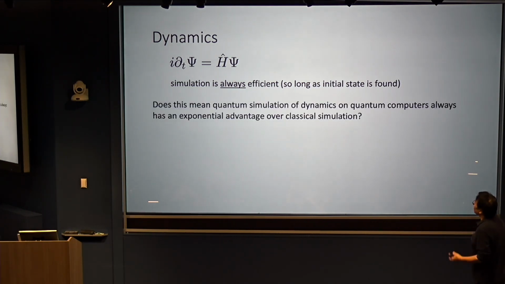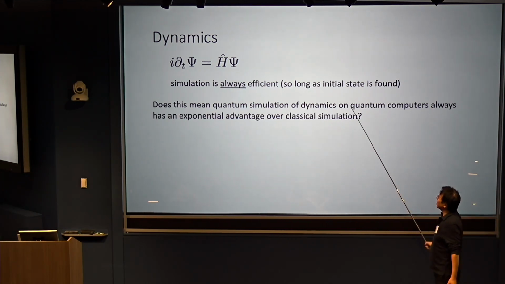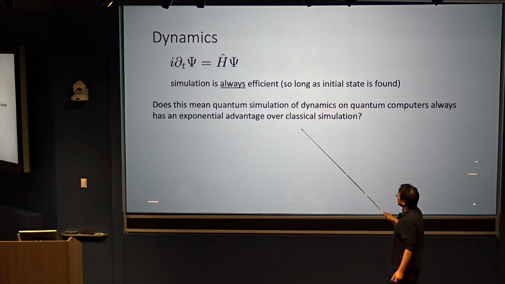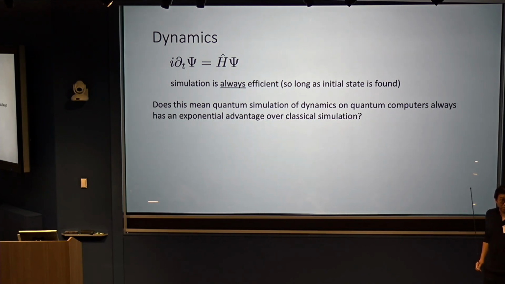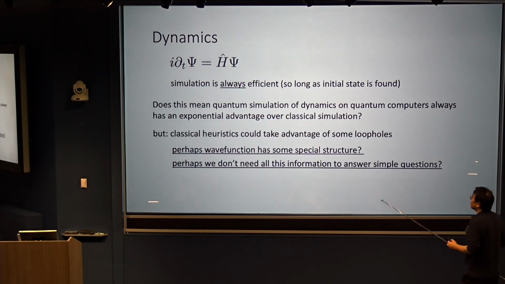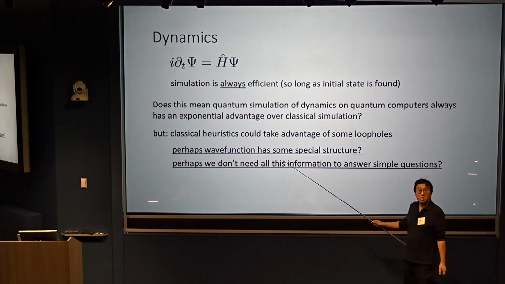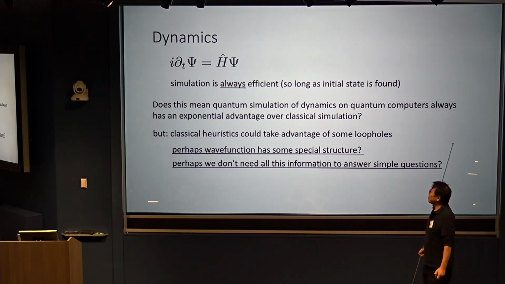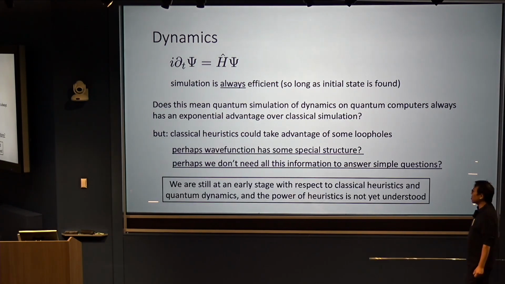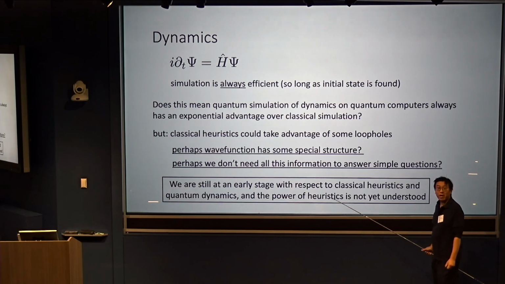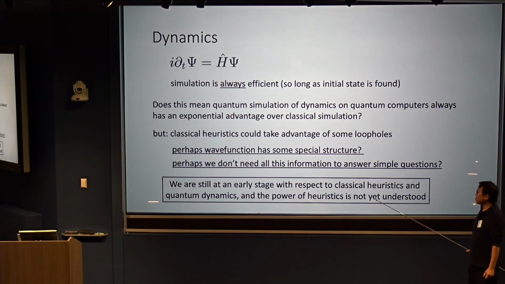And at the same time, we know that without any assumptions, the simulation of quantum dynamics on a classical computer is always exponentially hard. And so this then raises the question, does it mean that the quantum simulation of dynamics on quantum computers is always exponentially faster than a classical computer? So I have to say that we don't know the answer to this because it's possible there are some loopholes that classical heuristics could take advantage of. But in some general sense, we're still at a very early stage with respect to understanding the power of classical heuristics in quantum dynamics.